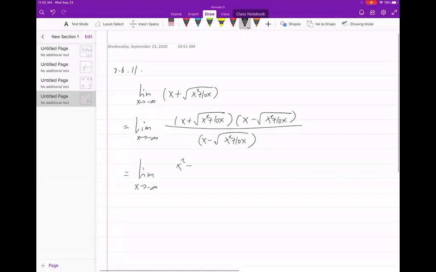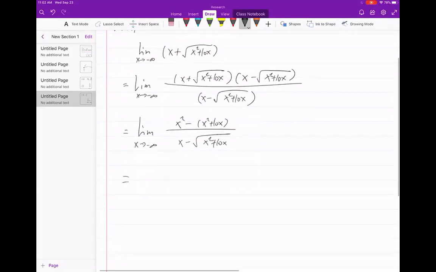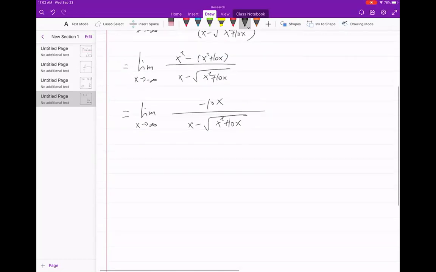Simplify. Negative 10x. All right. Now leading terms, it's easy to check. On the bottom is x. This gives you a square root of x squared, which is x. This gives you x. So together, it's x.